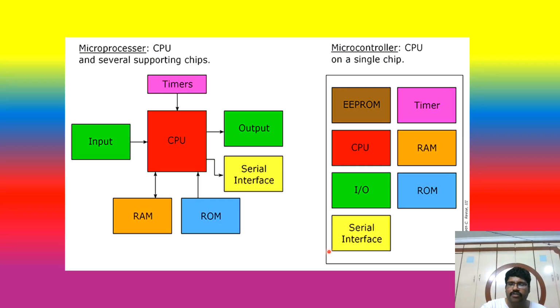This is the basic difference between a microprocessor and a microcontroller. Microprocessor means there is only the CPU that is embedded on a single chip. All the rest of the components that are required for performing an operation are going to be connected externally. The best example is the desktop computers that are available in the college laboratories.